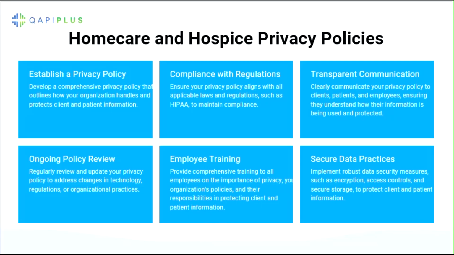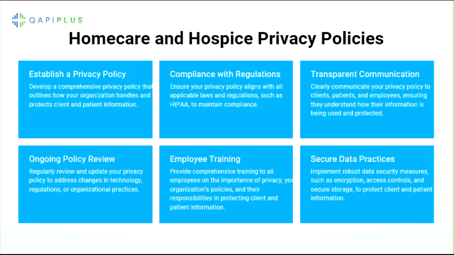So again, policies that we should have are around privacy, compliance with regulations, how we communicate with each other, what our timeline is for policy review. Are we reviewing it every year? Is it every 6 months? Like what that is, at the minimum, it's once every year that's expected.